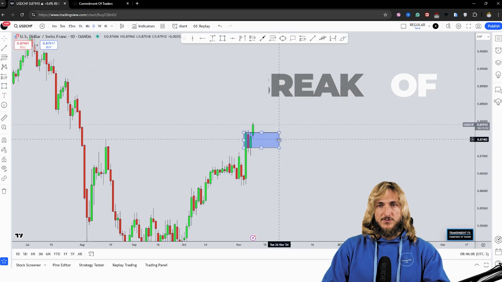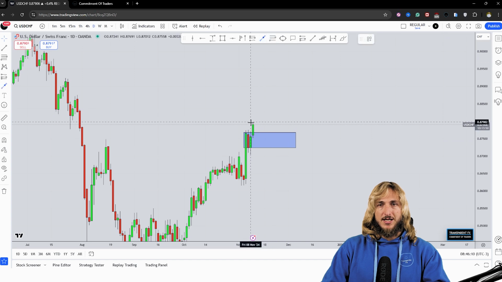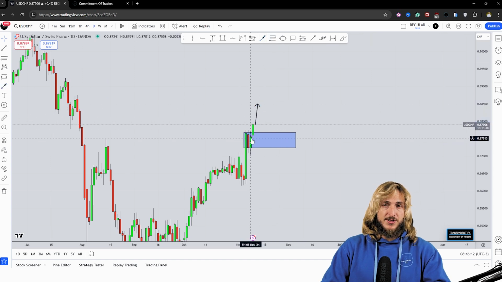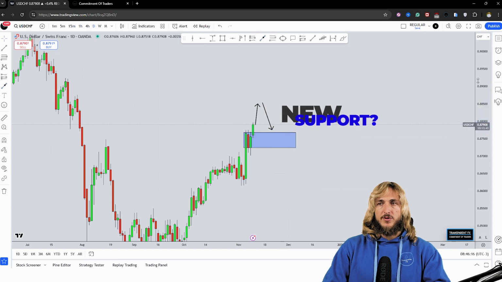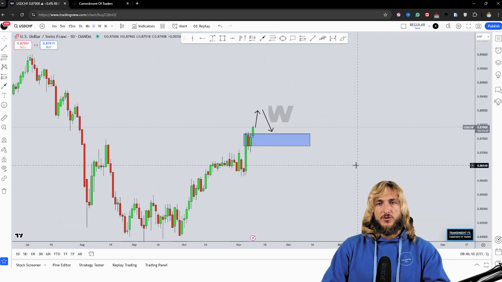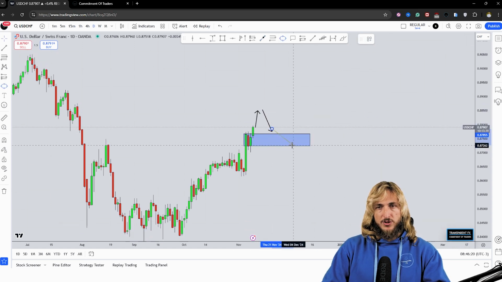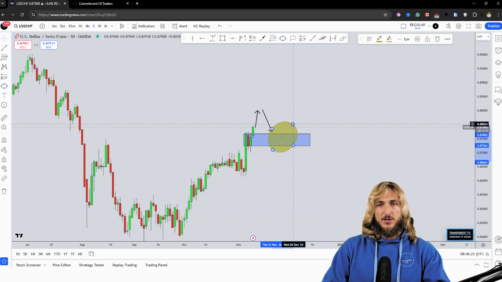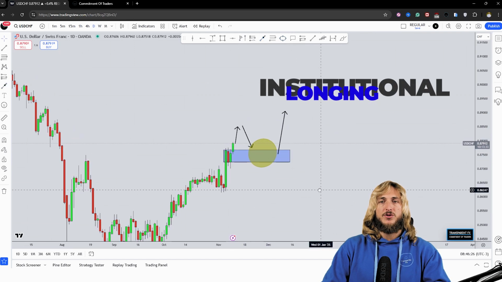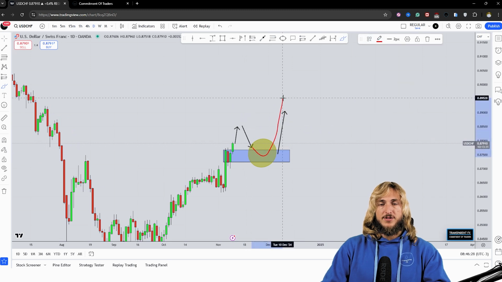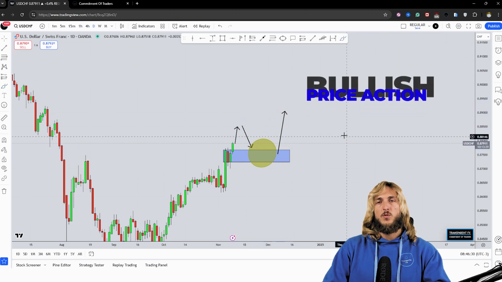If the market successfully manages to create a strong impulse away from this resistance, at that point this previous resistance would become support. So after the break, on the retest of the previous resistance turned support, there is an increased probability of seeing more institutional longing, which could further increase the probabilities of seeing a potential rejection to the upside away from this level.